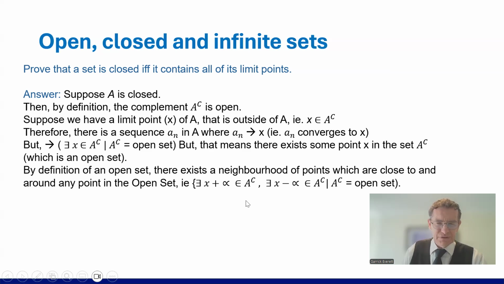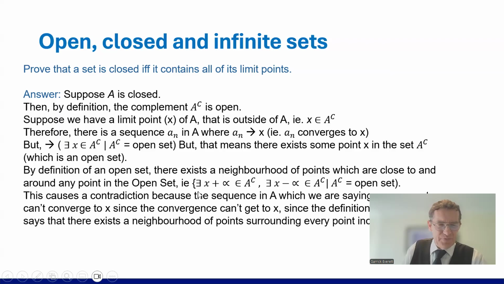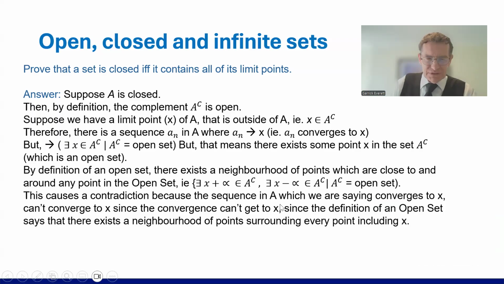So you've got these very small things surrounding x within A complement because there's a neighborhood. You can imagine a dot with a bunch of dots around it. There's a very small neighborhood of points surrounding x because by definition of open set, everything has a neighborhood, there are no boundaries. This causes a contradiction because the sequence in A which we are saying converges to x can't converge to x. It could converge to x if x were right on the boundary, or the next step over from the boundary. But it can't get to x.